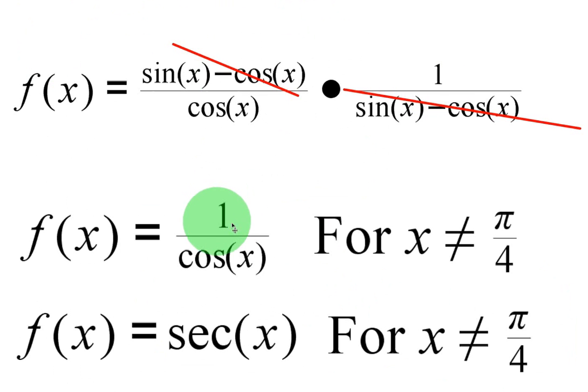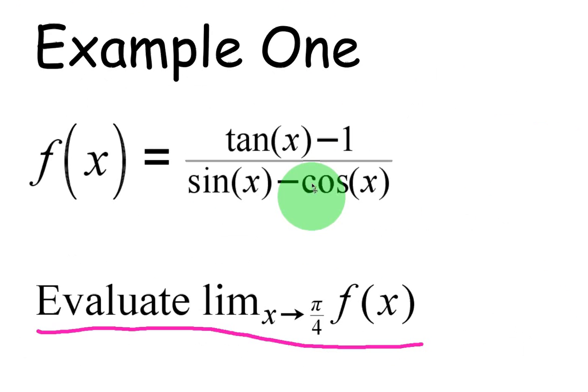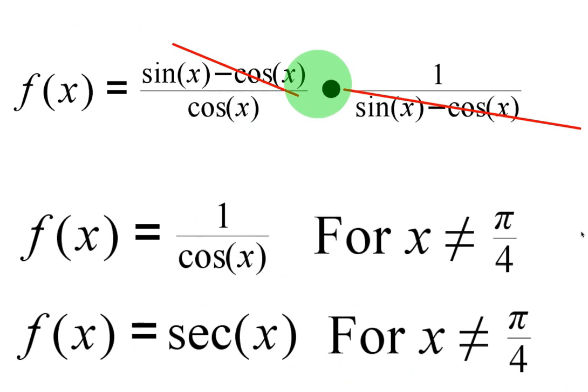Now you're left with 1 over cosine of x. Now it's important to note that we can cancel these assuming that x doesn't equal pi over 4. If it does, we're canceling 0 over 0, and we can't do that. However, we can cancel because, and this is important, we're interested in the limit as x approaches pi over 4, what it's approaching, not what the y value is. We know the y value doesn't exist because there's a hole there. But we can cancel because this will be true for any x value other than pi over 4, and that will therefore tell us what the limit is, because it's what it's approaching, not what it equals.